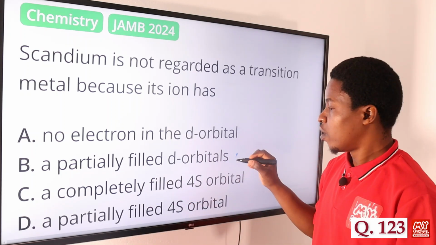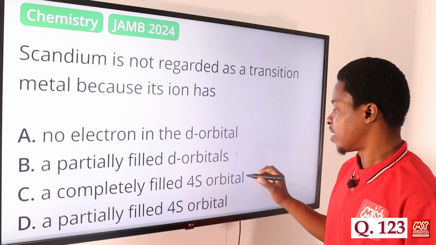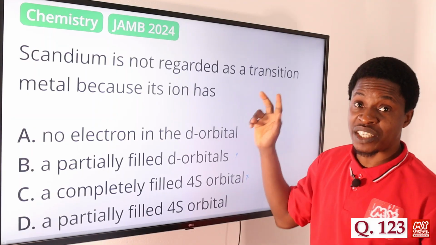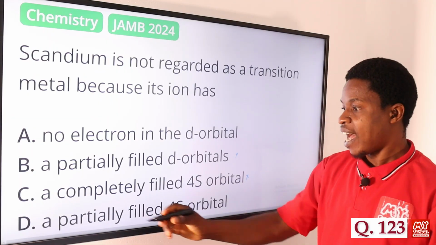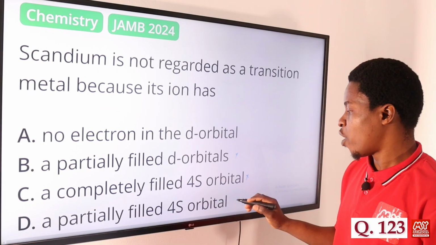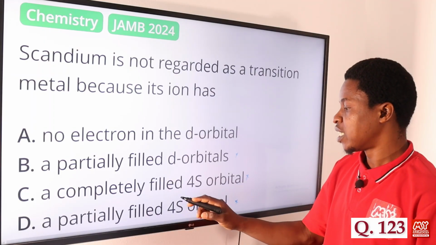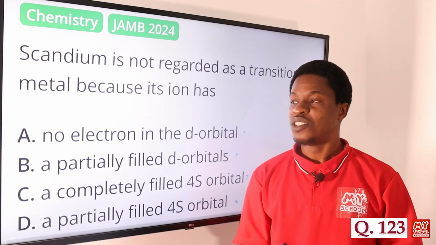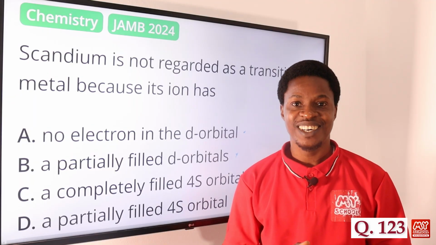So option B is wrong. Option C says a completely filled 4s orbital. That's not it, because that is not what qualifies any element as a transition metal; it is partially filled d orbital. Option D says a partially filled 4s orbital. No, it should be 3d orbital. So the correct answer is option A: no electron in the d orbital.